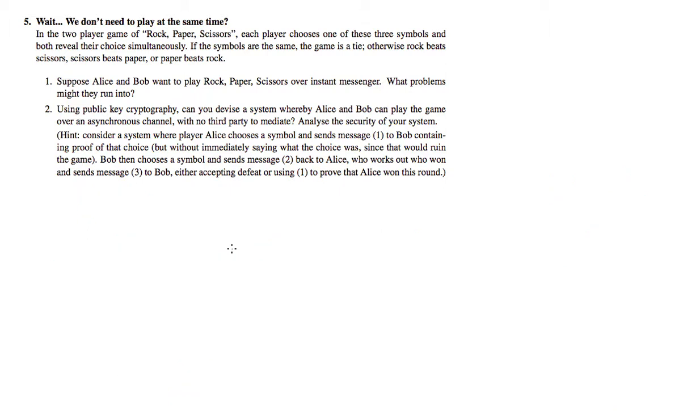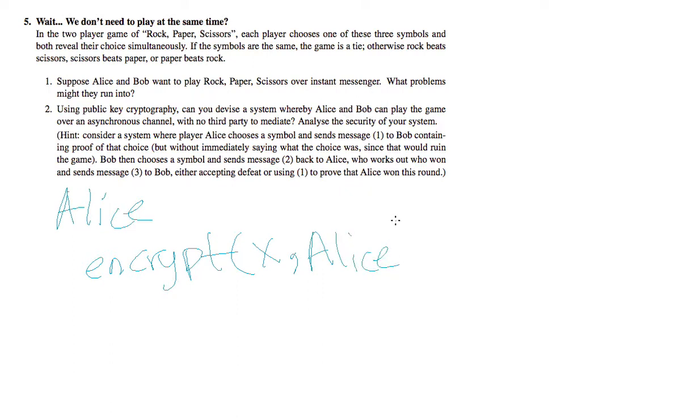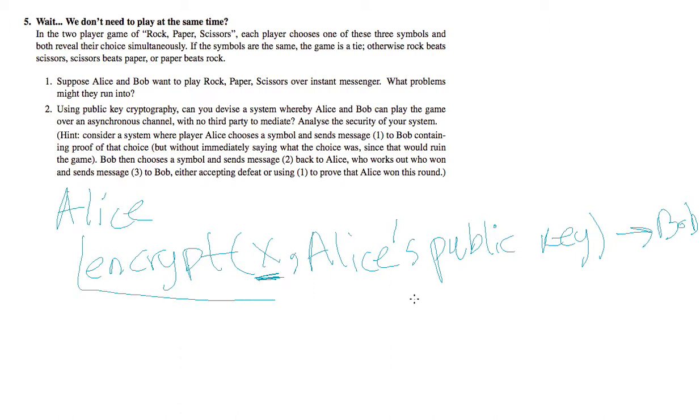Now, there is a slight complication here. The thing is that here we only have 3 choices, right? So when Alice picks a choice, rock, paper, or scissors, and sends the encrypted choice to Bob, so Alice is going to send the encryption of X with Alice's public key to Bob. This X is coming from a set which only has 3 elements, right? So this whole thing can have at most 3 different values, right?